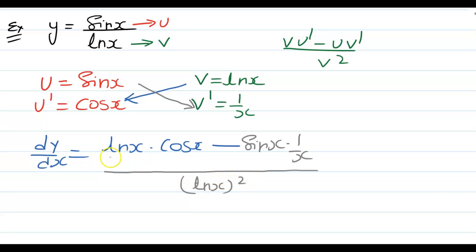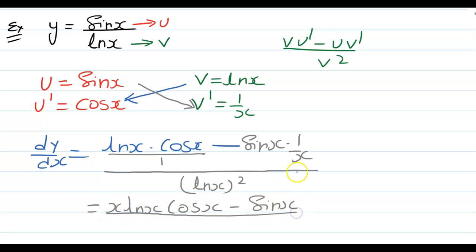Now there is nothing in the denominator of the first term, so suppose there is a 1. If you multiply by x here, it will be x ln x cos x minus sin x, divided by, since this x is coming to the bottom, x times ln x square. So this is your final answer. Let's go for another example.